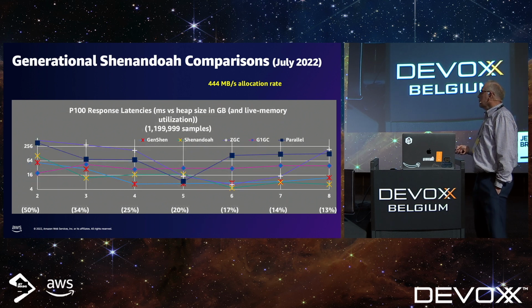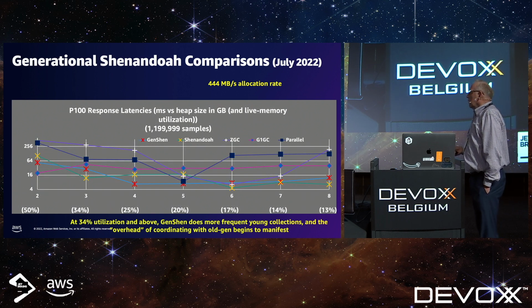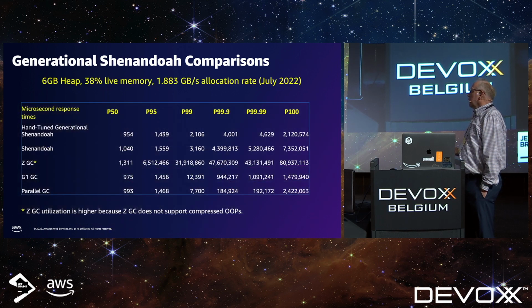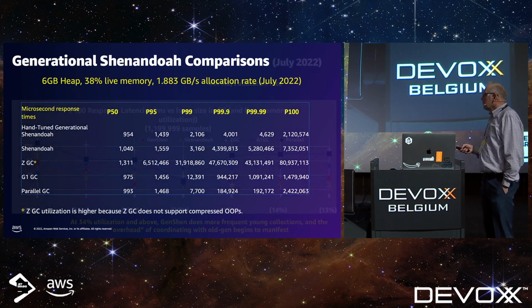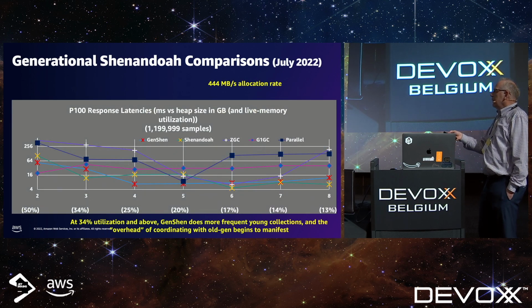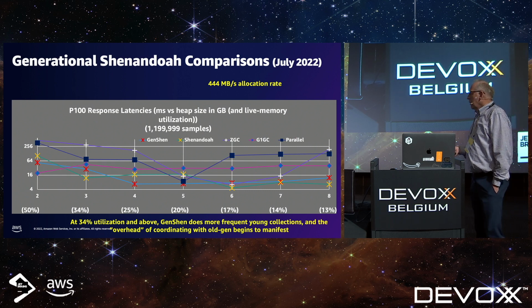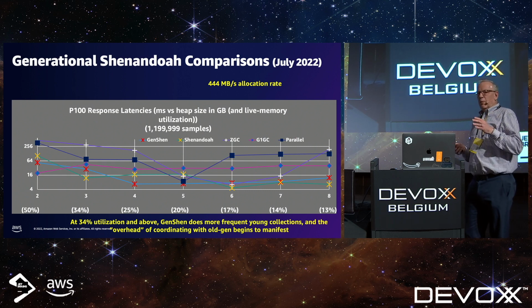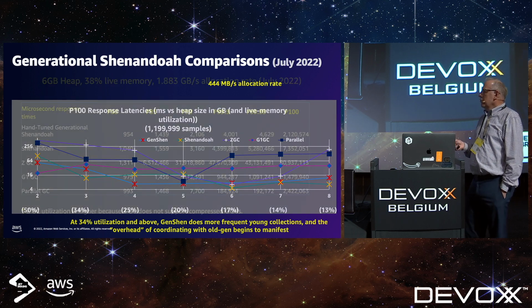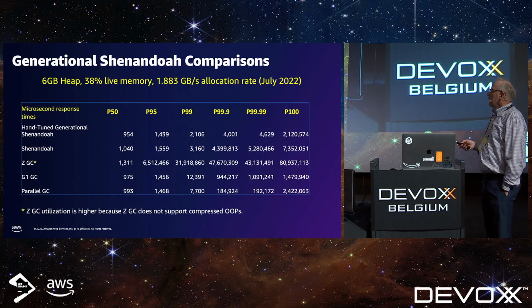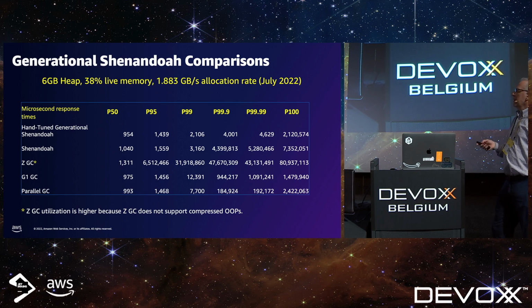Let's see. And this is at the P100, the maximum. Once again, Gen Shen is very good here, but beginning to show some degradation compared to traditional Shenandoah under higher utilization. And we understand what some of the issues are. We're addressing them. They come out even more significantly here.